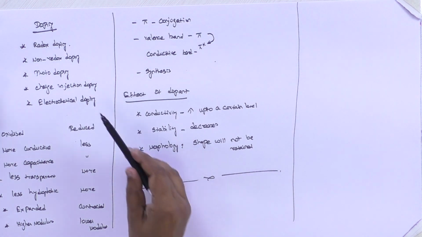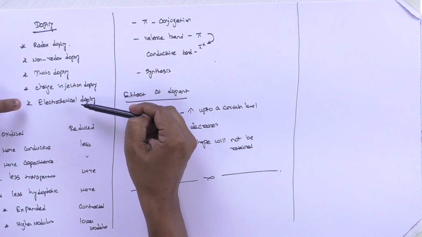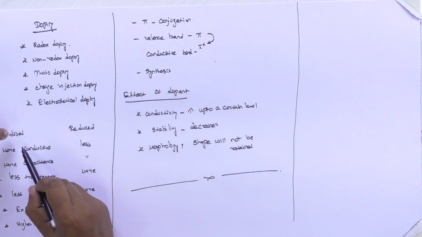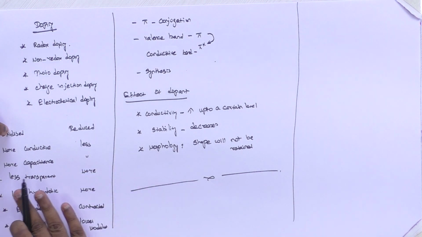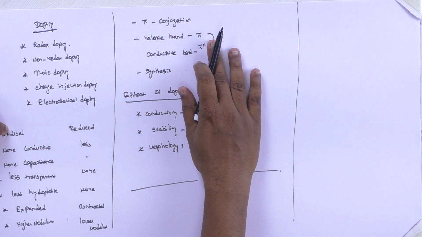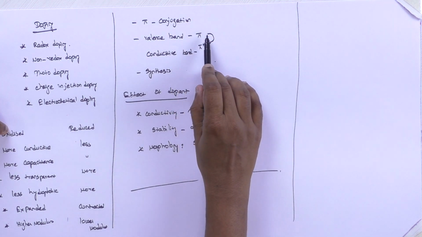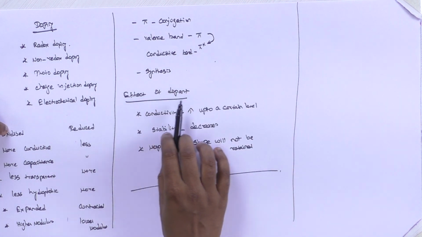So, for doping, you have redox doping, non-redox, photo, charge injection doping, and electrochemical doping, and you can have oxidized and reduced forms. You can compare the table of properties that I have given here, and the pi conjugation is also one of the important parameters, where you have shift of electrons from valence band to conduction band on oxidation or reduction. And the effect of dopant is given here.